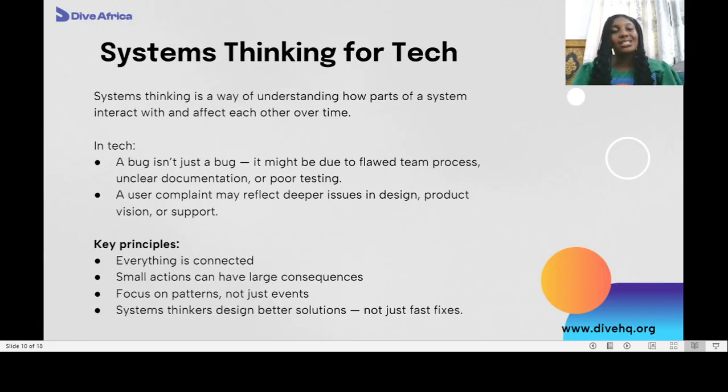So let's look at systems thinking for tech. Systems thinking is a way of understanding how parts of a system interact with and affect each other over time. In tech, it can be a bug. A bug isn't just a bug. Something might have made the bug happen. It might be due to a flawed team process, unclear documentation, or poor testing.